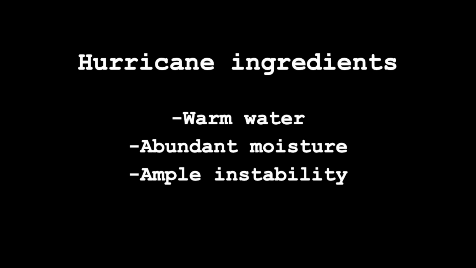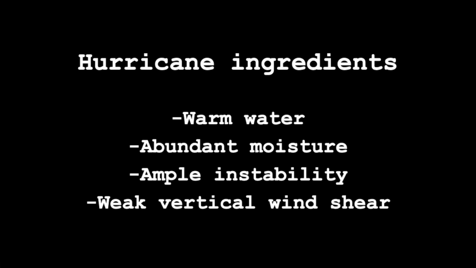Finally, contrary to supercells and tornadoes, hurricanes need weak vertical wind shear, which is that change in wind speed and direction with height, to intensify. This might seem a little counterintuitive. We have a rotating storm system. Wouldn't you need wind shear for the storm system to rotate? That's not the case. Let me tell you why.